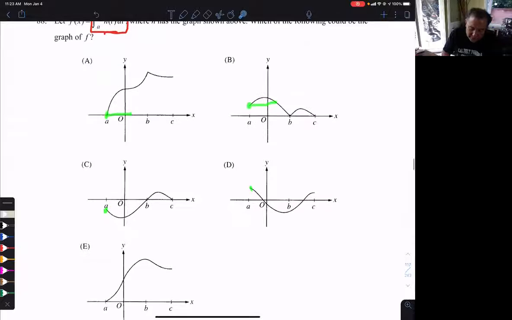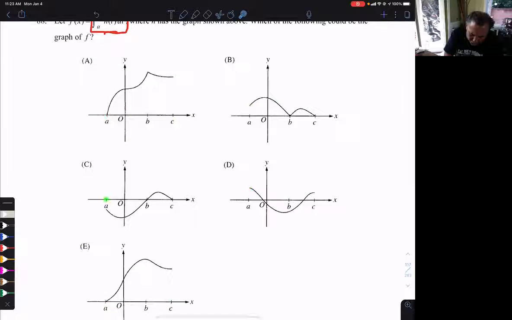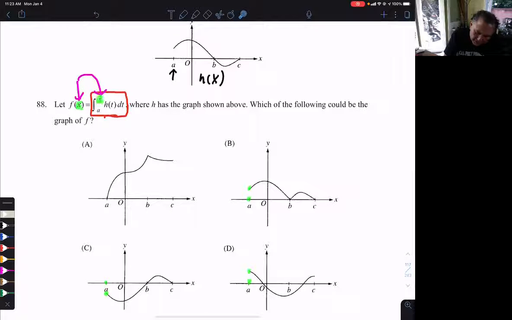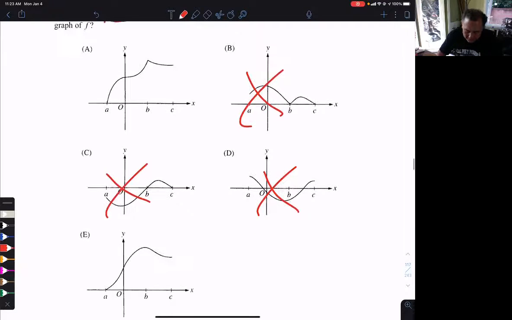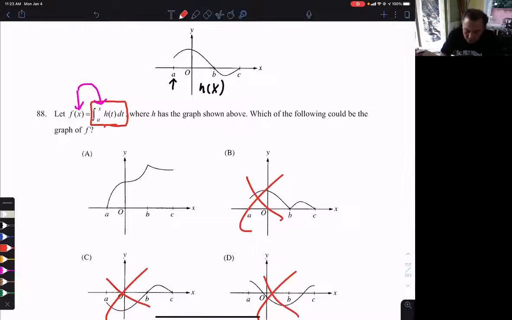So your only choices now are A and E, because the value at A is negative. The value at A is positive. The value at A is positive. But when you plug in A here, the area from A to A is 0. So we can eliminate anything that's not 0 at A. Now we have two choices. And this is where it gets tougher. And I will explain how to make it easier on you. So we're going to evaluate it the harder way.